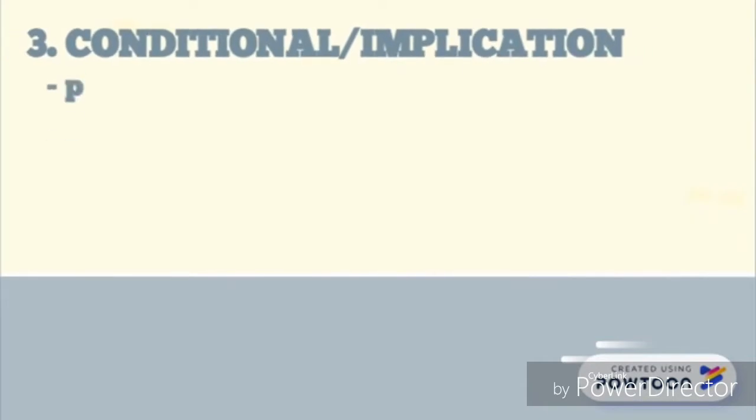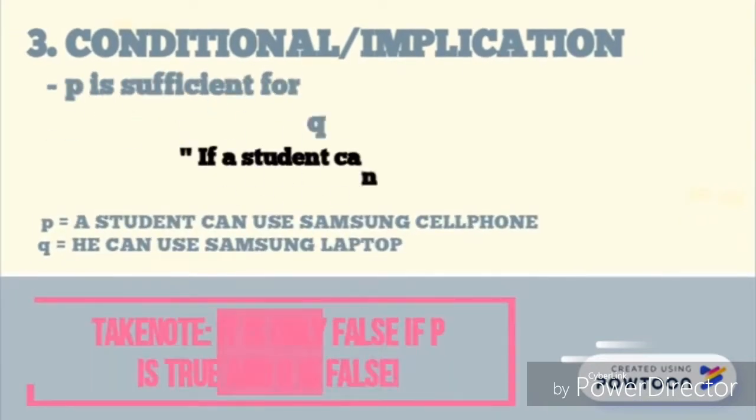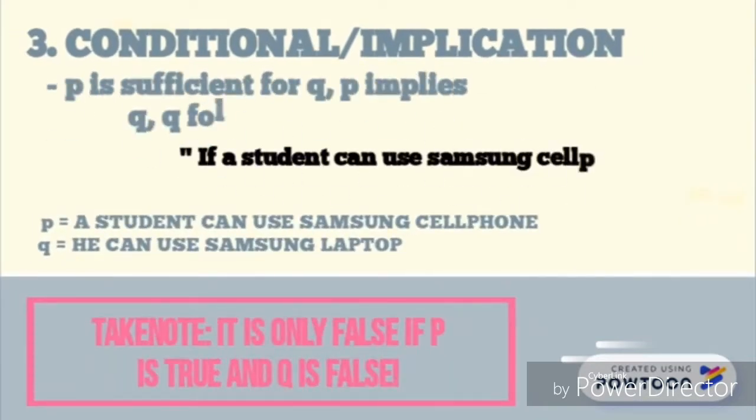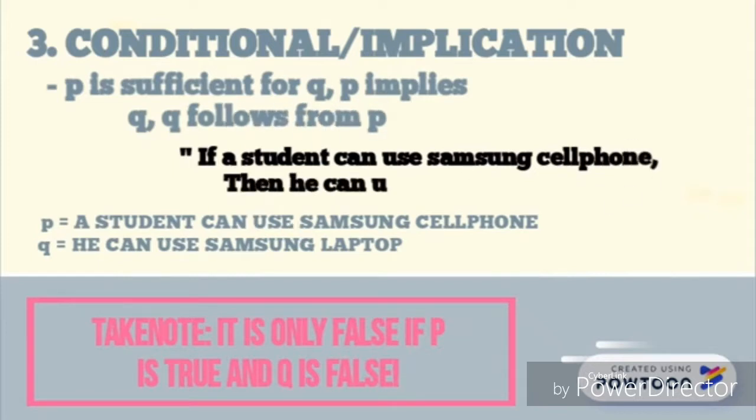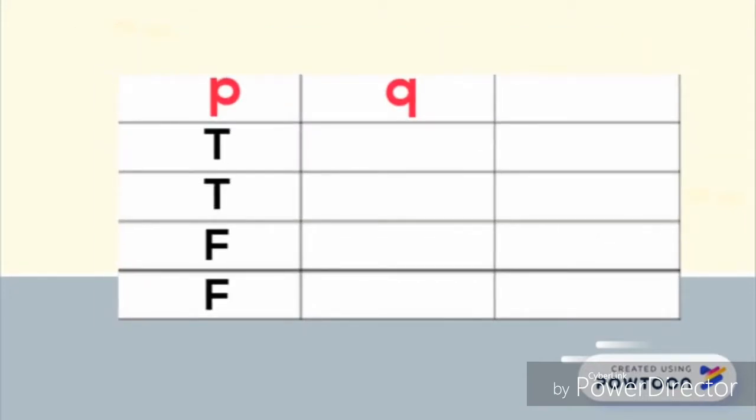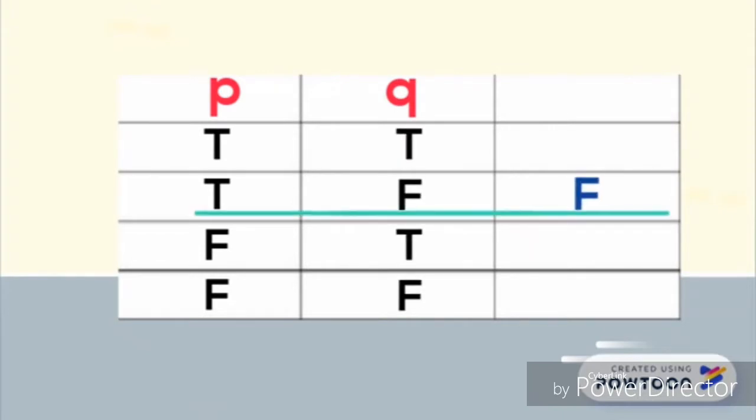Number 3, conditional. If a student can use Samsung cell phone, then he can use Samsung laptop. P is equal to a student can use Samsung cell phone. Q is equal to he can use Samsung laptop. Take note, it is only false if P is true and Q is false. The same given as number 1 and number 2. The second row of P and Q will become false and the rest will become true.